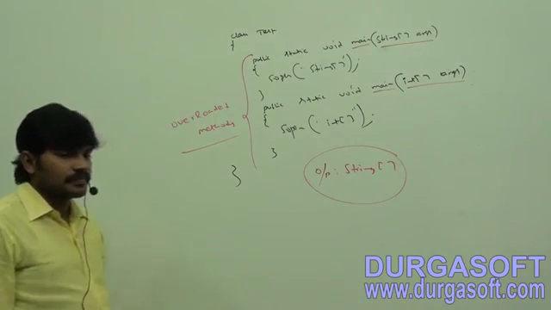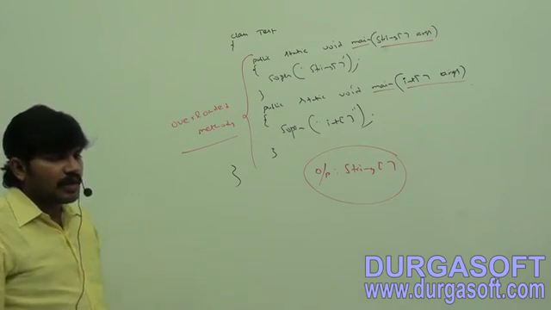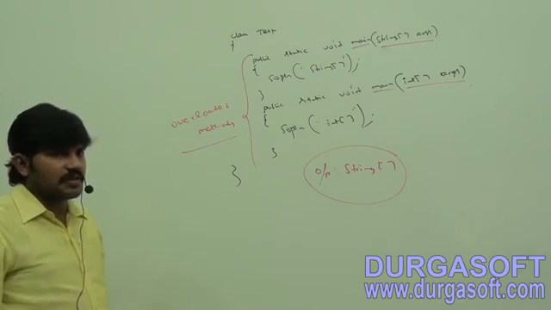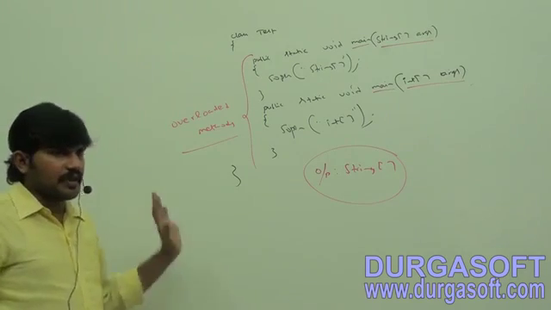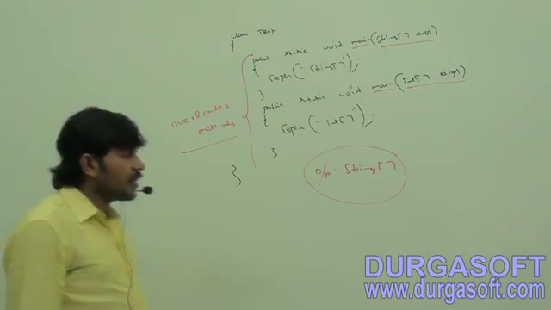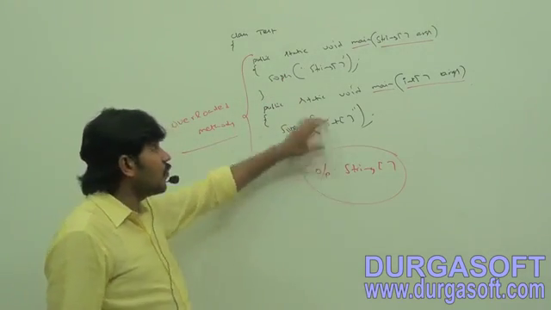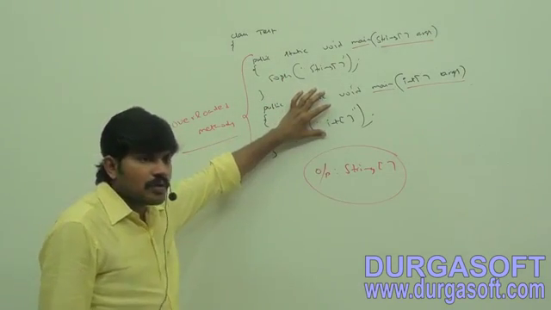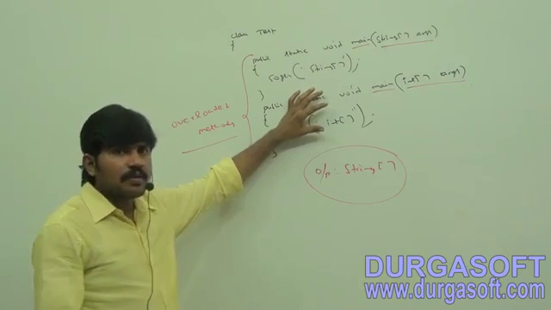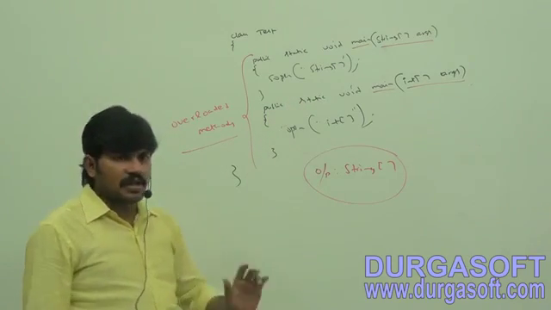Regarding the overloading concept, it is applicable for static methods, including the main method, right? But the JVM will always call only the main method with the String array argument. What about the other overloaded methods? The other overloaded methods will become normal methods.